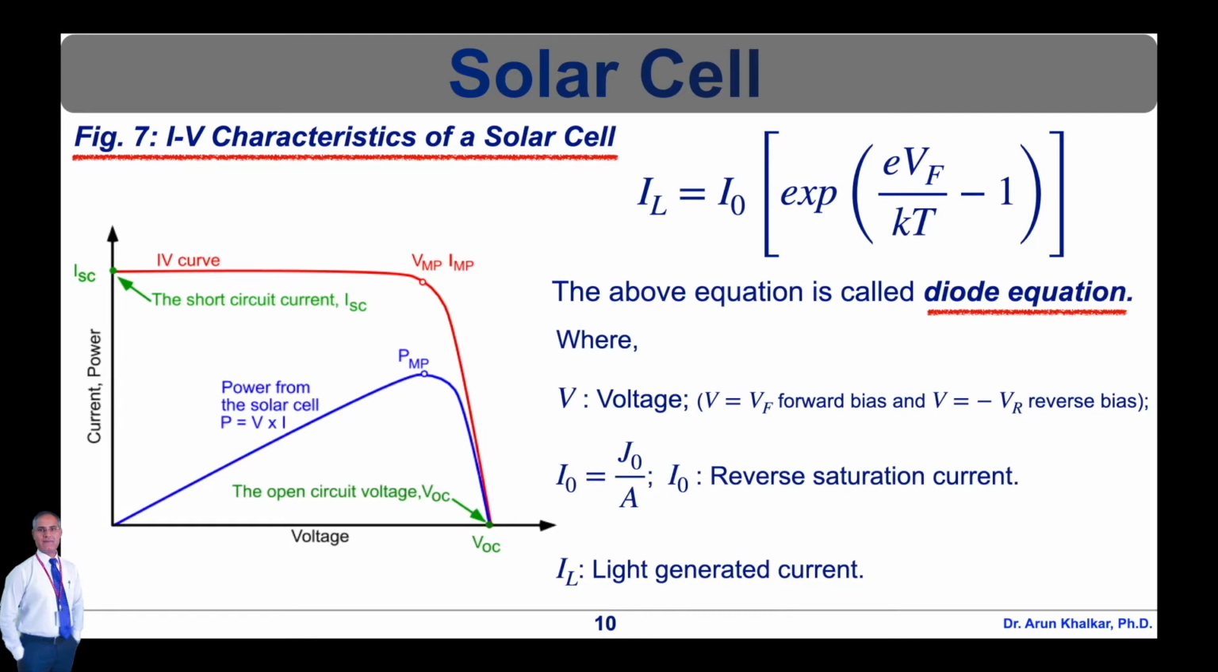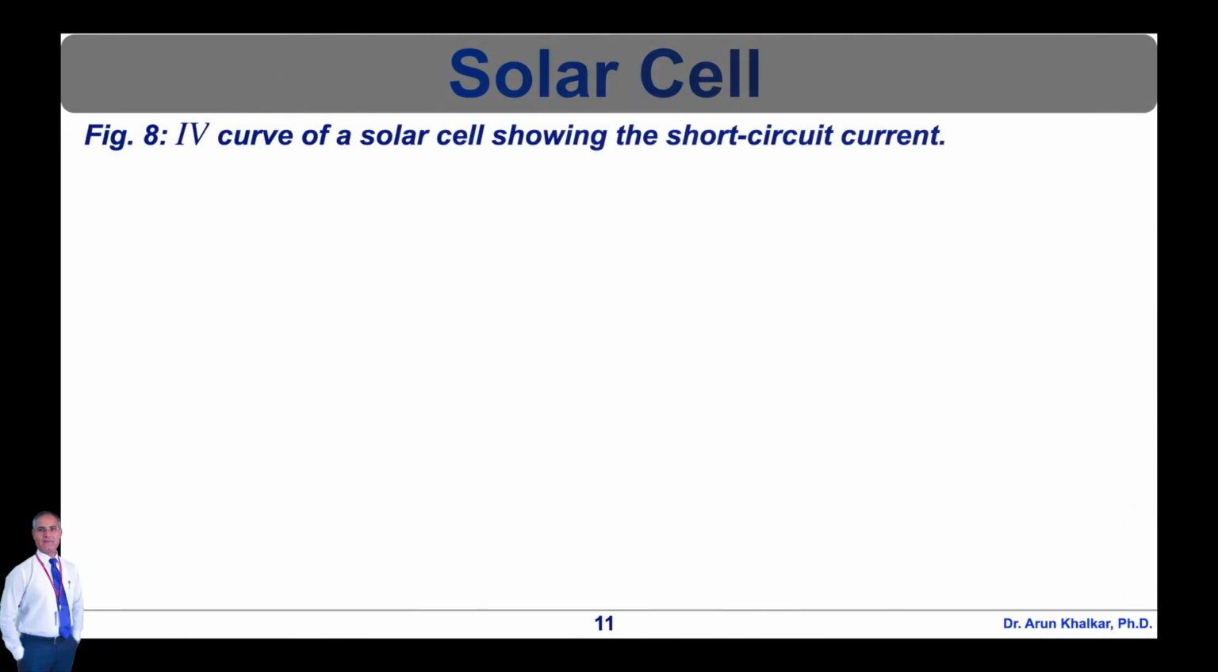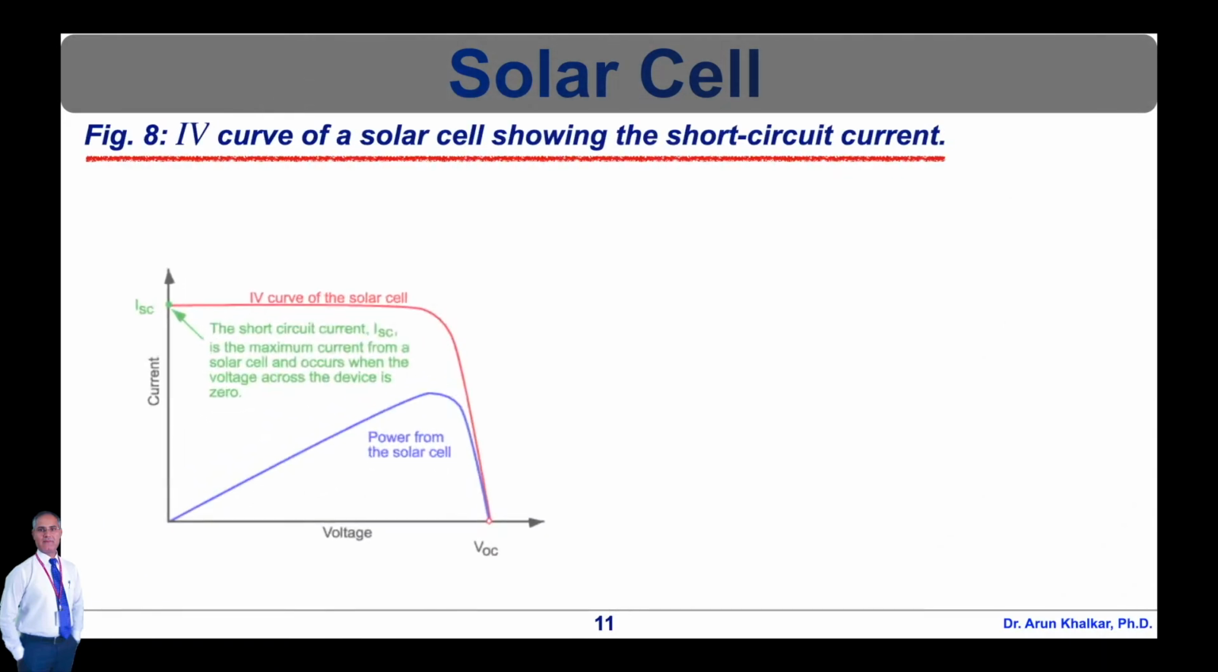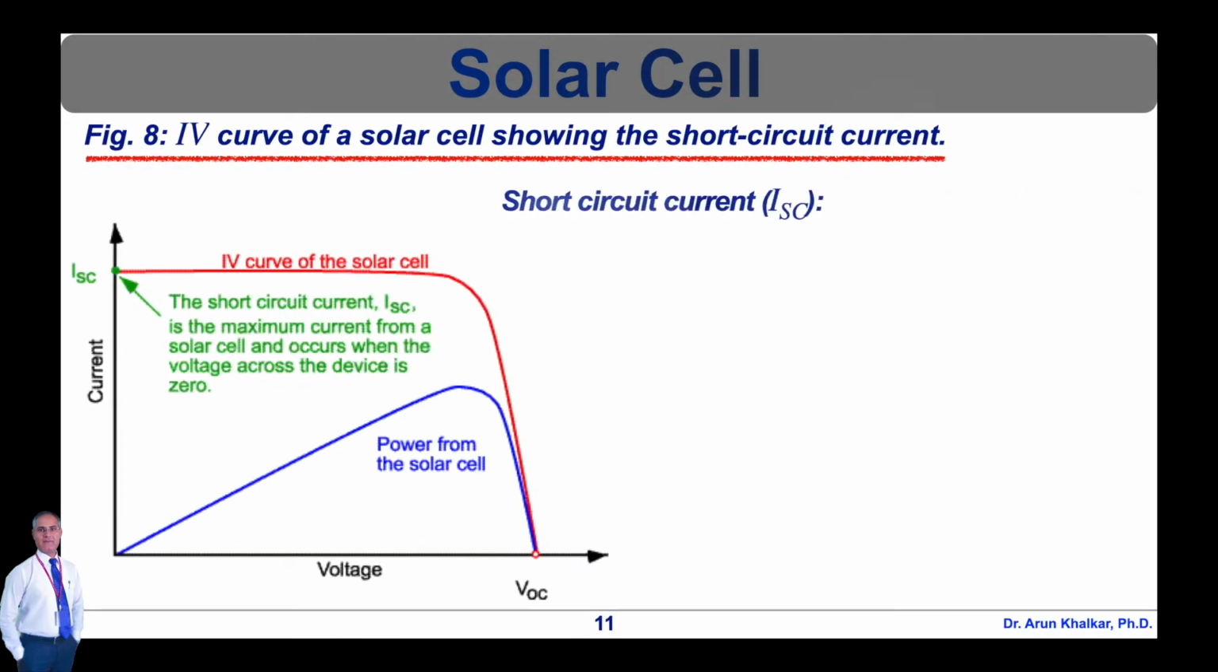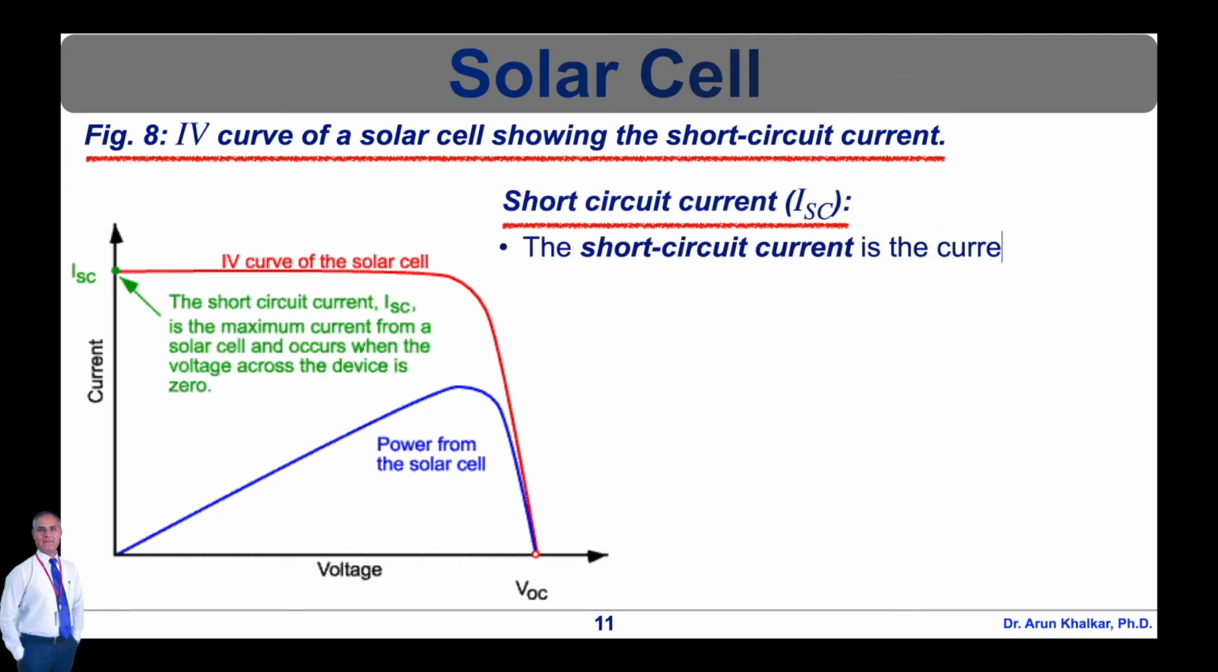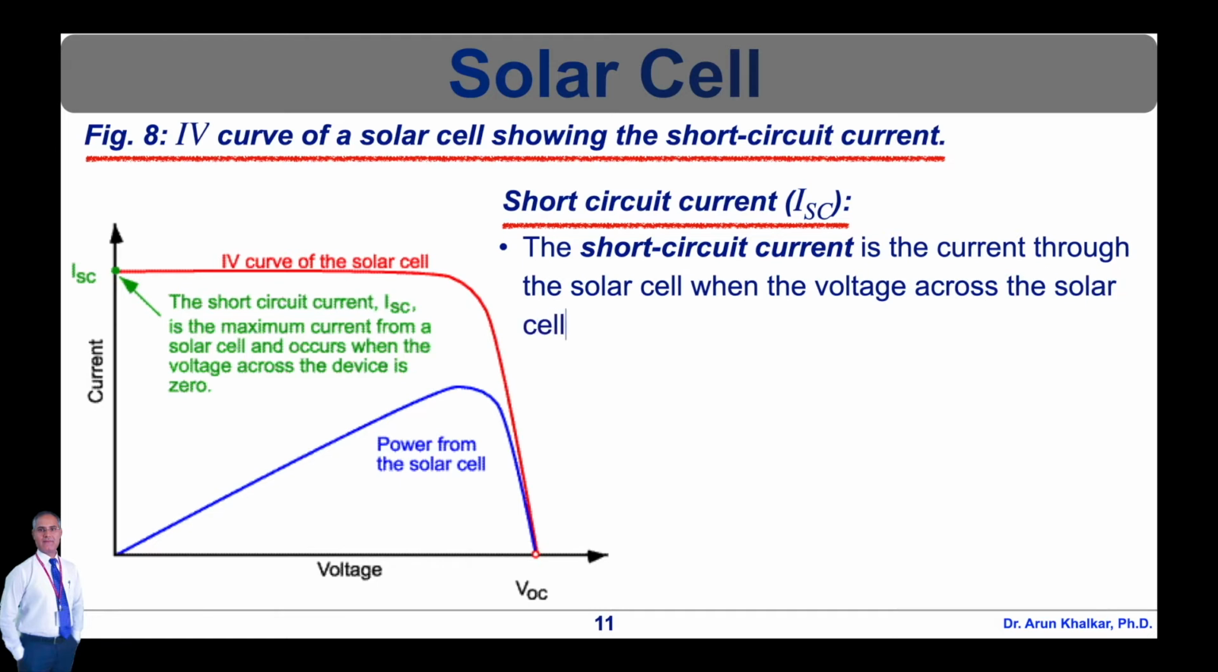saturation current. In the IV characteristics of a solar cell, let's see what the short circuit current, that is ISC, is. The short circuit current is the current through the solar cell when the voltage across the solar cell is zero, that is, when the solar cell is short circuited, usually written as I subscript SC. The short circuit current is shown on the IV curve here.